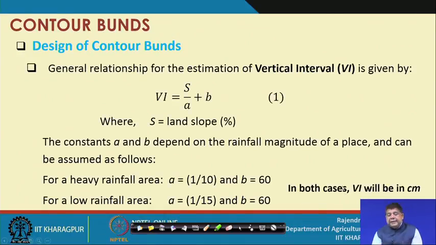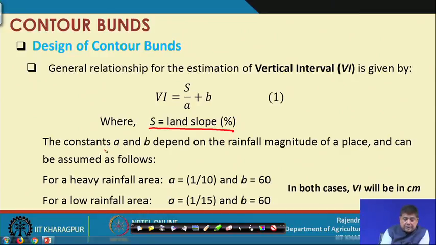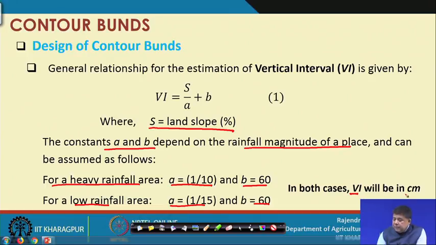Then for calculating the vertical interval, we have several formulae available. This is the general relationship, which is VI equals S by A plus B, where S is the land slope in percent. So, VI is represented as a function of S here, and the constants A and B in this general relationship represent the rainfall magnitude of a place, and they can be assumed as follows. For heavy rainfall areas, A is 1 by 10 and B is 60, and for lower rainfall areas, A is 1 by 15 and B is 60. In both cases, VI will be in centimeters.